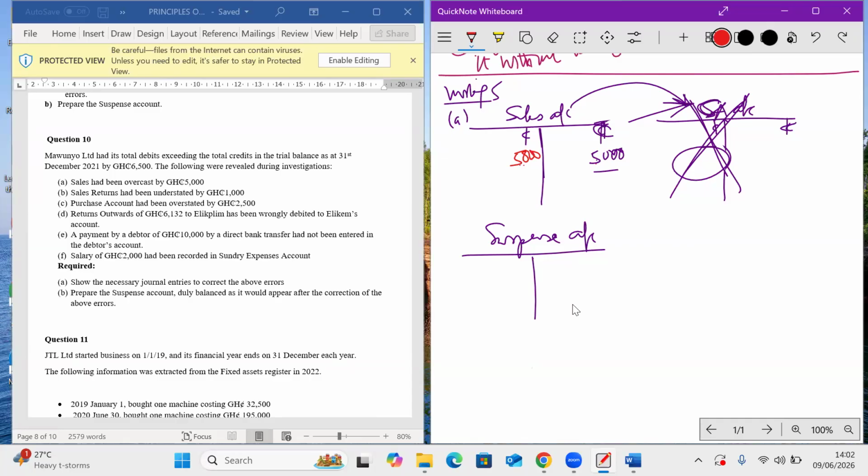This 5,000, where is it coming from? Which account? We are having two accounts. So this 5,000 in sales, which account is it coming from? I mean the sales account. Where is this 5,000 coming from? It will be coming from the other account. I'm saying we are using the suspense to correct it. So it's now sales and suspense. This customer thing is not there. So if there are two accounts, this 5,000 is coming from one account. I'm already in sales, so this 5,000 will be coming from the suspense account.